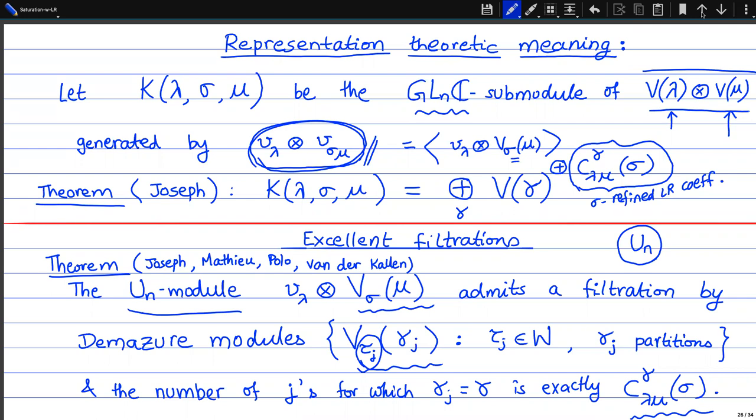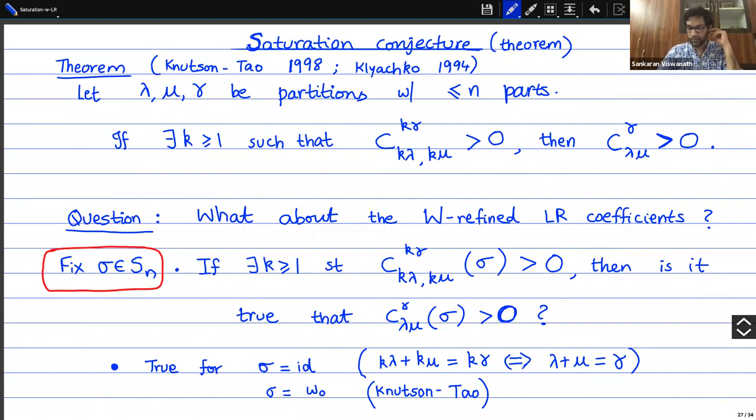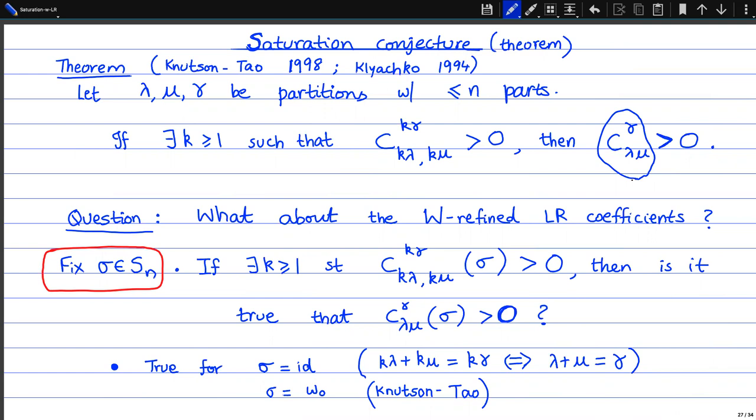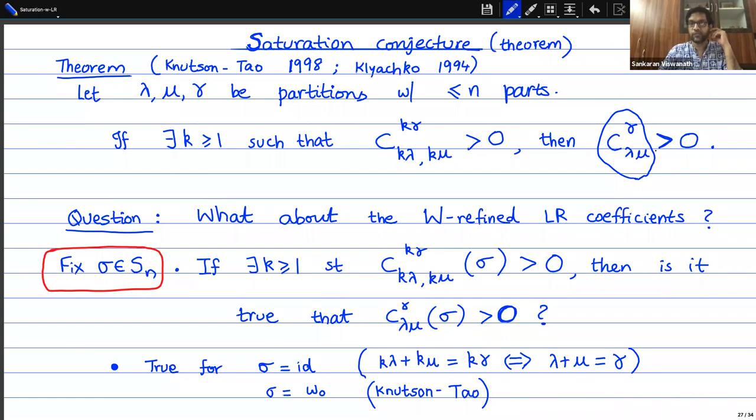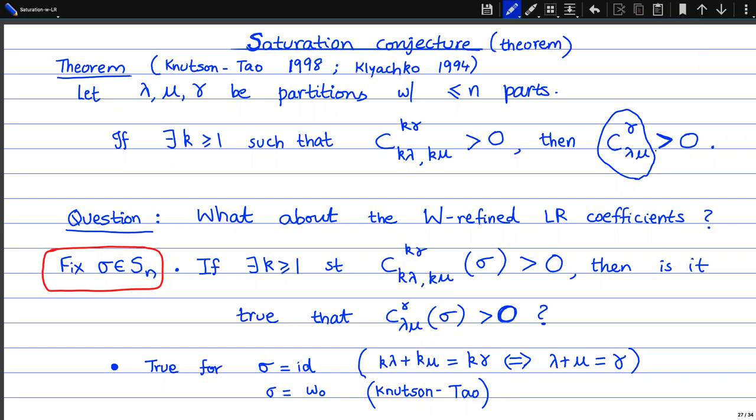So this W-refined LR coefficient, does it count some points in some polytope? Yes, that's exactly how. That's what you'll do next time. So the hive polytope is what Knutson-Tao used to prove their saturation theorem, by showing that this number is the number of integral points in the hive polytope. And if you put a sigma into this, then what you get is really some face, or some union of faces, of the hive polytope. Faces are some kind of cut.